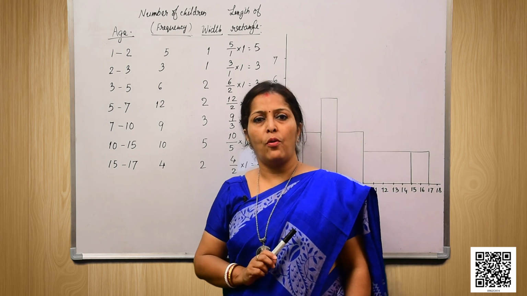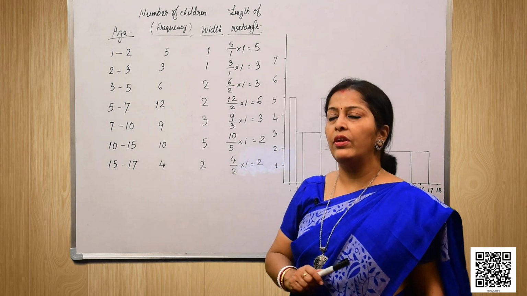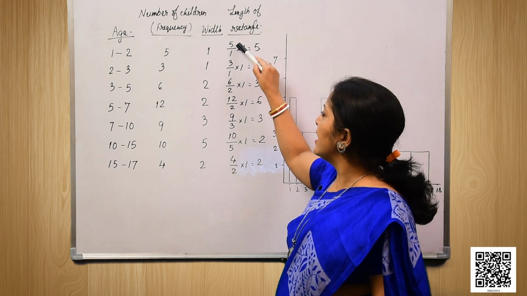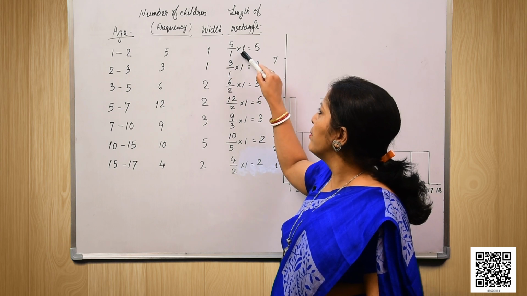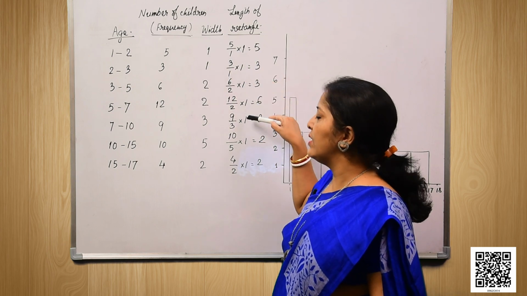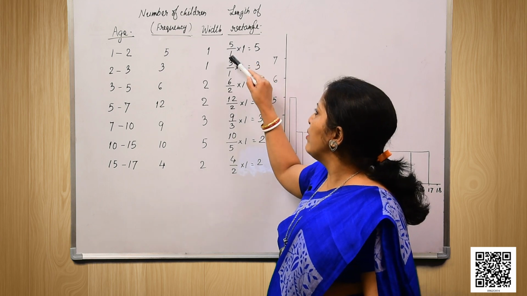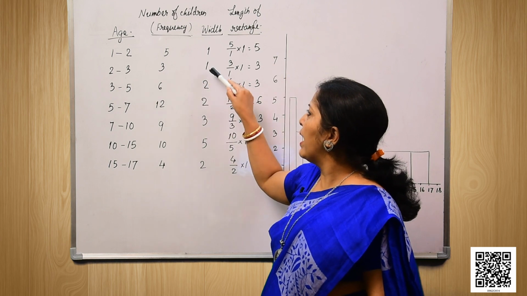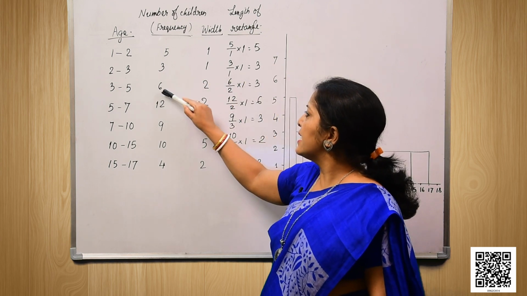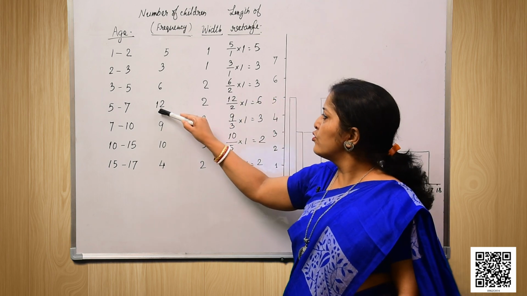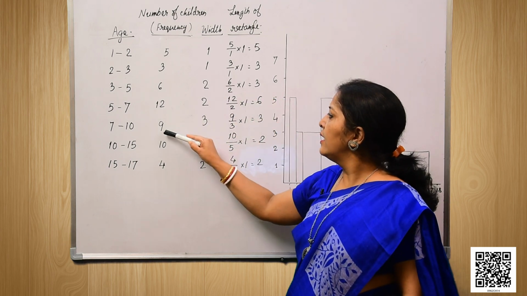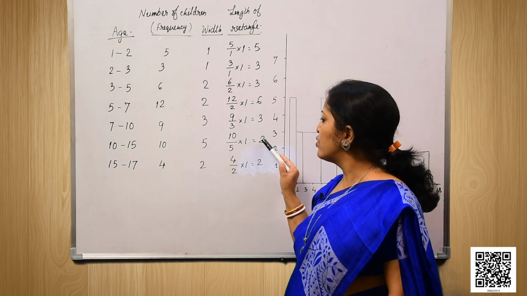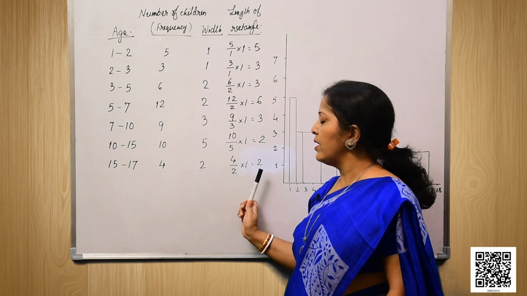Now to maintain the uniformity of the rectangles in the histogram, we will have to do some calculation, and the formula is frequency by width into 1, because we want all of them to be of the same size. So 5 by 1 into 1 is 5, then 3 by 1 into 1 is 3, 6 by 2 into 1 is 3, 12 by 2 into 1 is 6, 9 by 3 into 1 is 3, 10 by 5 into 1 is 2 and 4 by 2 into 1 is 2.